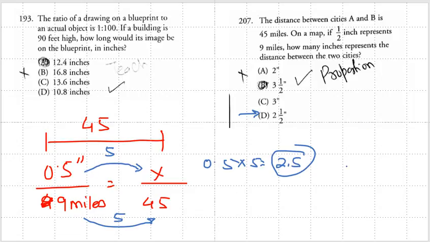Other way you could have done it, and I know you do this: 0.5 is equal to 9, 1 is equivalent to 18, 2 is equivalent to 36, 3 is equivalent to 54, but I want 45, so it has to be between 2 and 3. There you go, 2 and 3. Got it? Okay.